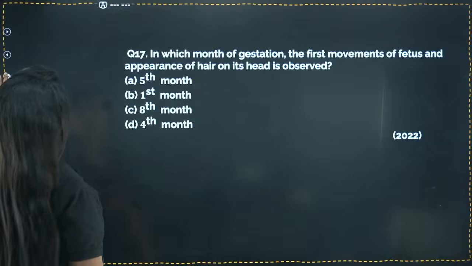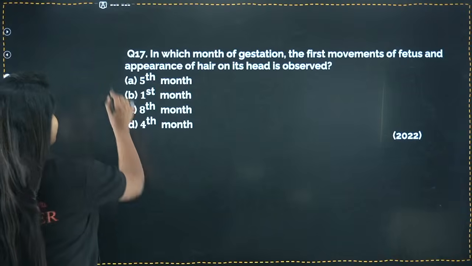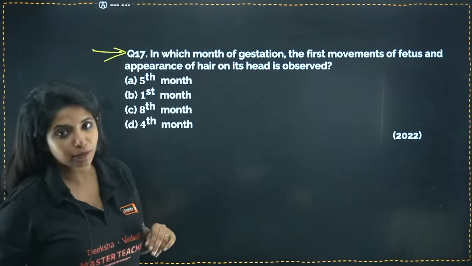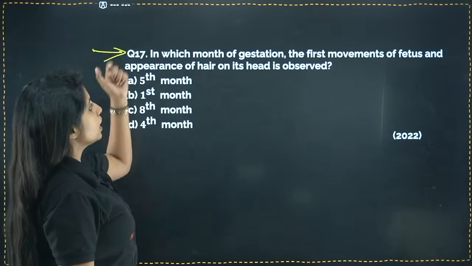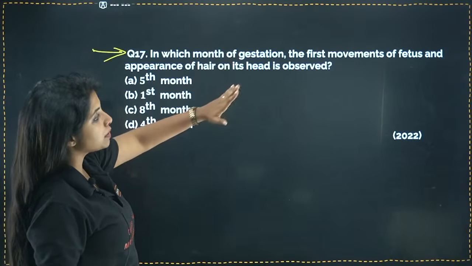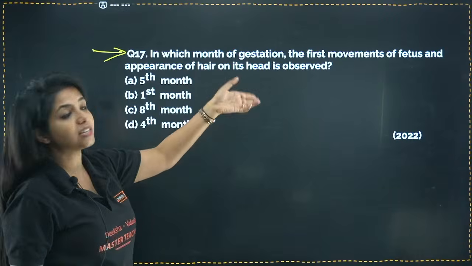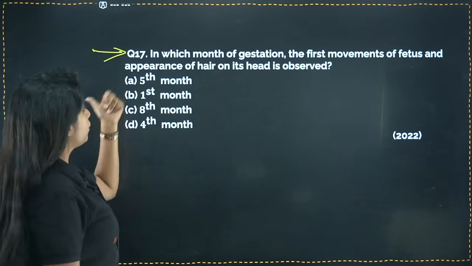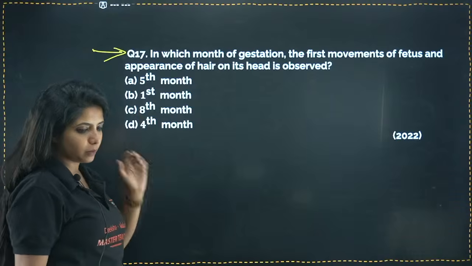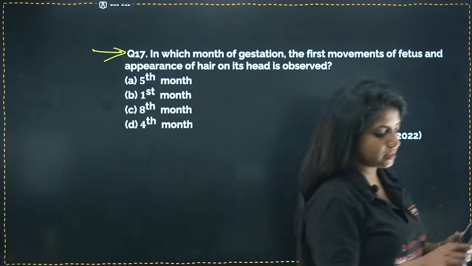Okay. So this is the question that I want you to solve, and this is something that we had solved previously. Question number 17. In which month of gestation are the first movements of the fetus and the appearance of hair on its head observed? 5th month, 1st month, 8th month, 4th month. Easy question. Give me the answer for this.